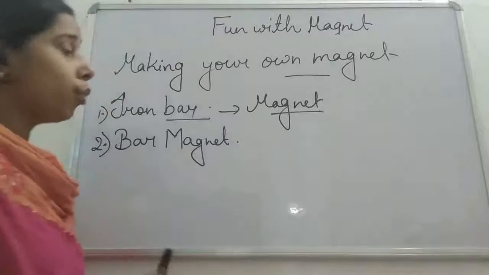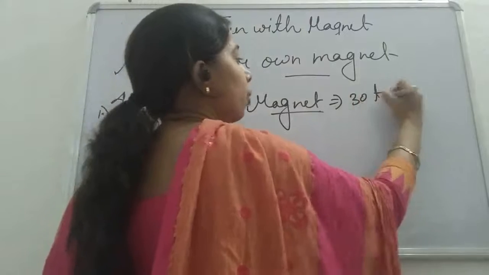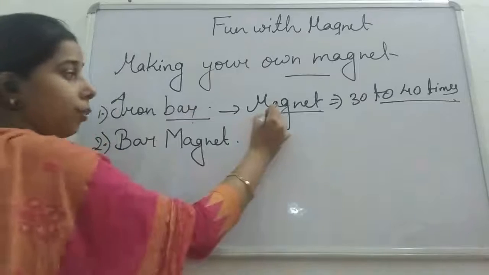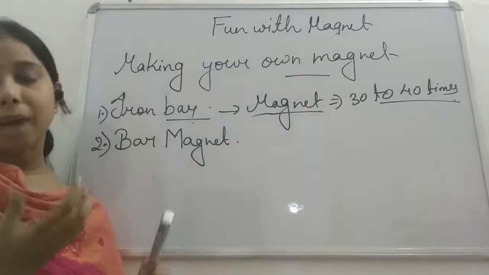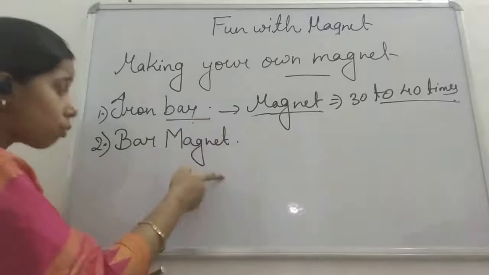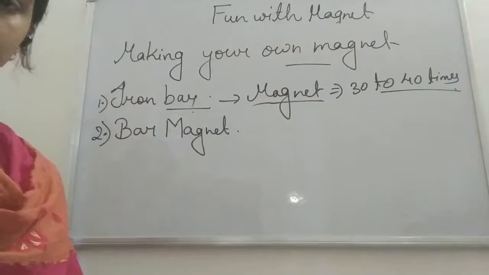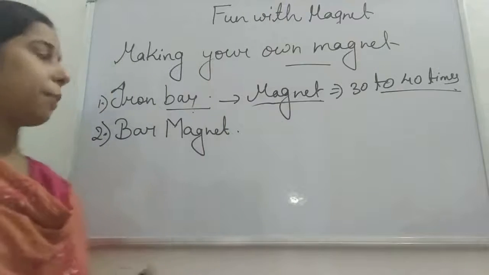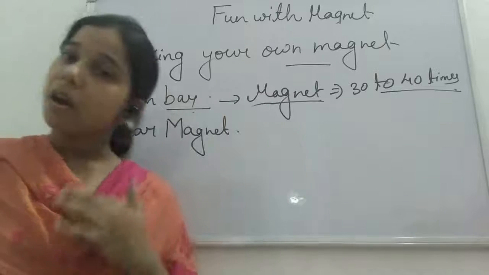Okay, so after doing this process 30 to 40 times, you will see this iron bar start showing the property of attraction towards another magnetic material. So we can say that this iron bar, because of this bar magnet, starts behaving like a magnet, student. So by this process we can make a magnetic material, an iron bar, into a magnet, or make it show the property of a magnet, students.